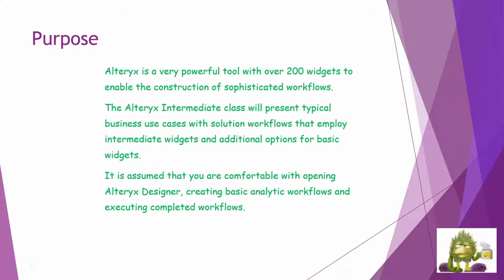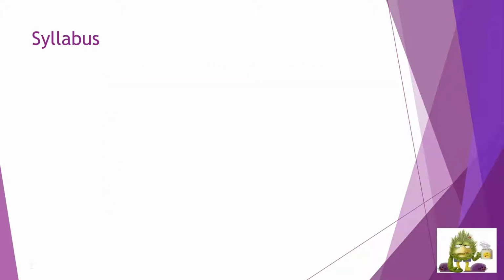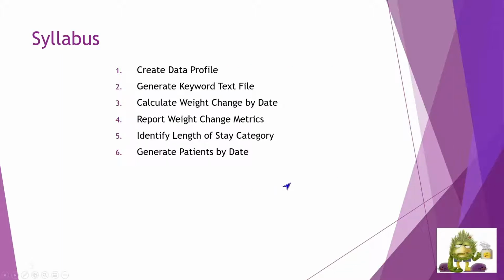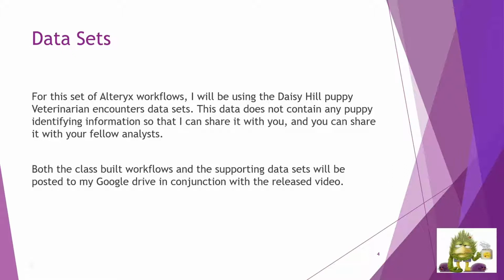Again, please go back and check the introduction video because it talks about what we're doing here, a little bit more detail about the syllabus, but today we'll be on part 3, which is how to calculate a delta, and we'll be doing that by calculating a weight change over date for our puppies. But calculating deltas is something that you will probably frequently need to do, and it's much easier to do it in Alteryx than in some of the reporting tools.